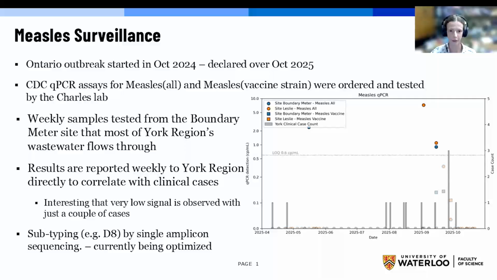These we know are detections, but are not confident in the quantity. York Region was still able to use this decreasing signal as an indication that additional transmission outside of their clinical records was not likely occurring at this time. A single amplicon sequencing assay capable of differentiating the subtype is also in use in our lab, but from pilot samples, it appears to have a higher limit of detection than the signal we saw in this study.